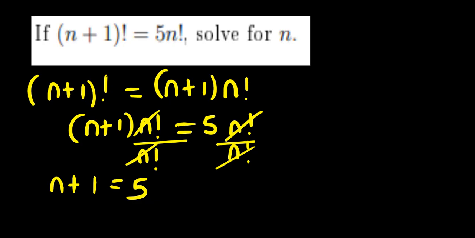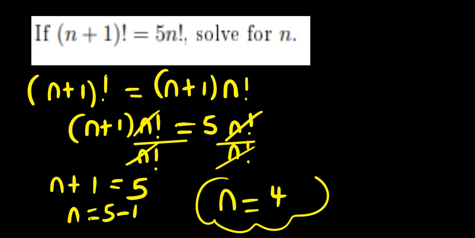Now when I reach here, I put the like terms together, so n will be equal to 5. When the 1 comes to the other side, it changes the sign and it becomes a minus 1. Therefore our n in this case is equal to 4. So this is our answer. Let's solve the second question.